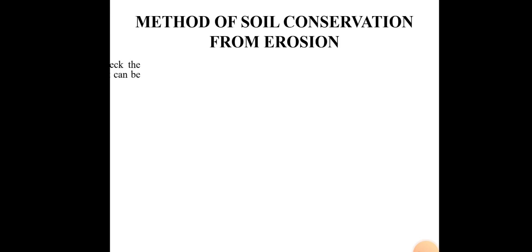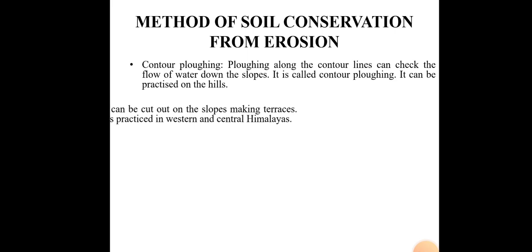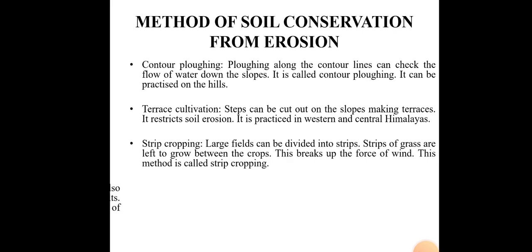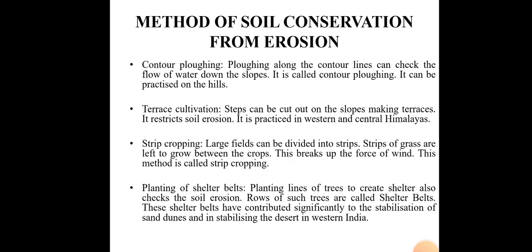If the formation of soil is a long term process, requiring millions of years for the formation of 1 centimeter of soil, we have to conserve soil from soil erosion. So there are different ways to conserve soil from soil erosion. One is called contour plowing. Contour plowing means plowing along the contour line, which can check the flow of water down the slope.